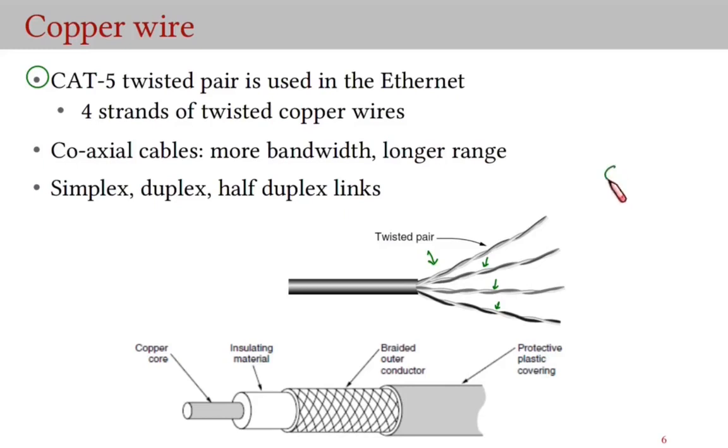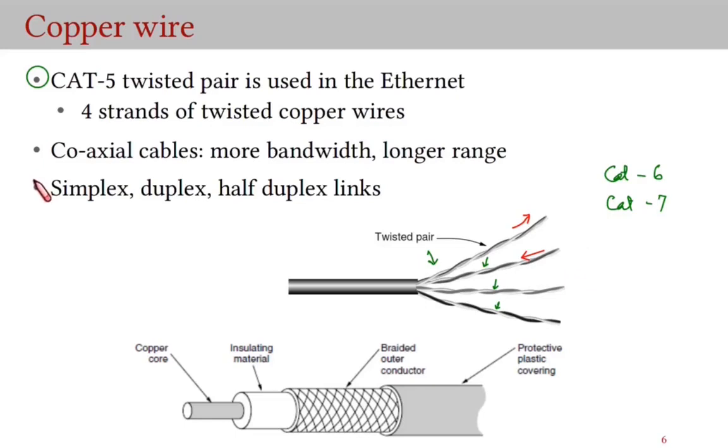There are also Cat6 and Cat7 standard cables, also used in Ethernet, that provide better performance. In 10 and 100 Mbps Ethernet, only 2 of these 4 pairs are used. One pair carries signal in one direction and another pair carries signal in the other direction. In gigabit Ethernet, all of these 4 pairs are used.